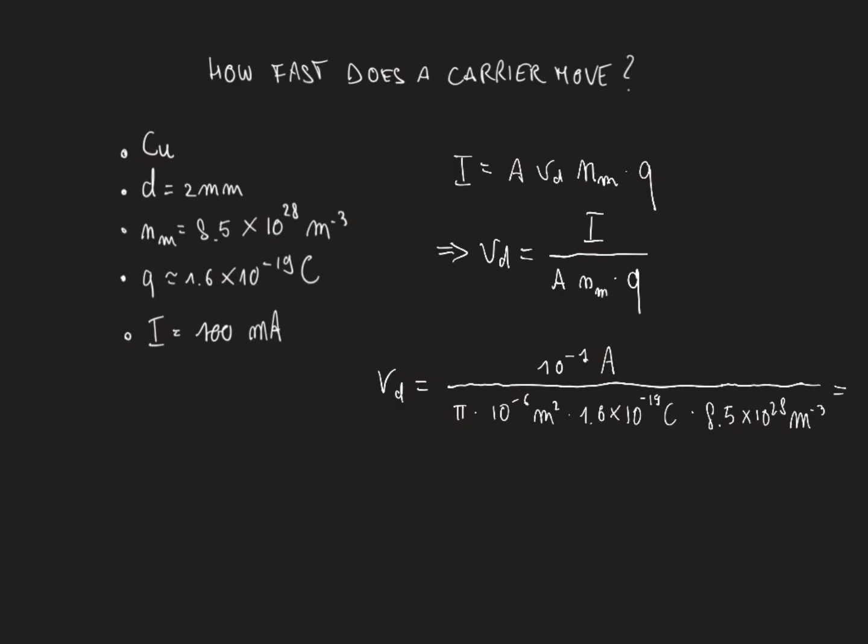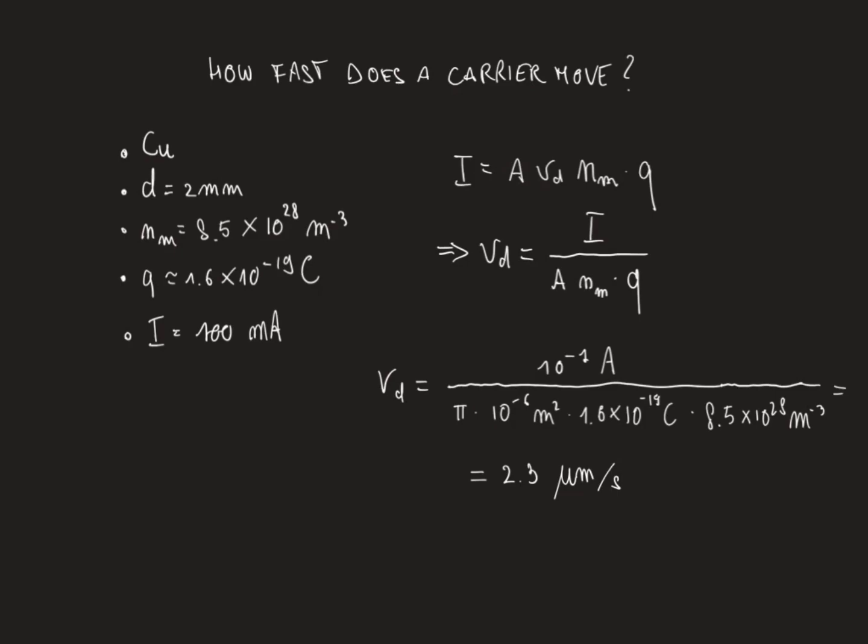If you do the math, what you get is that the speed of carriers in the copper wire we are considering is about 2.3 micrometers, so 10 to the minus 6 meter, per second.